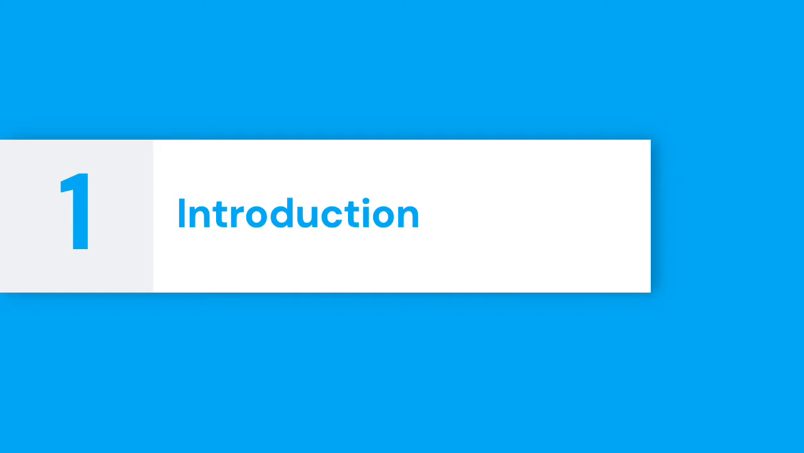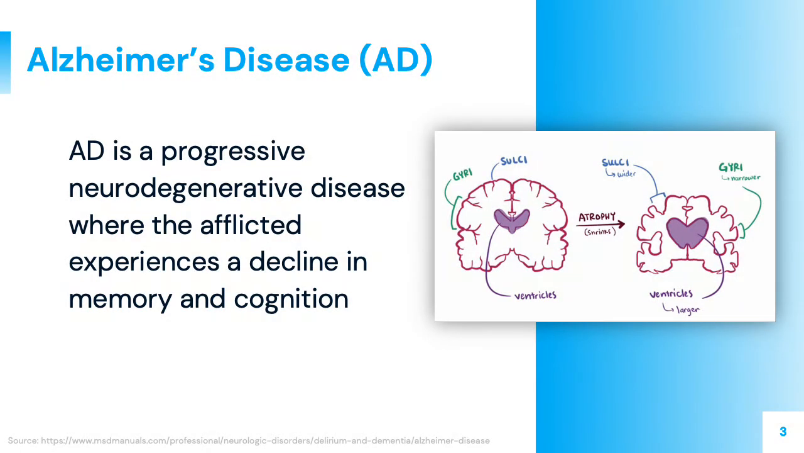First, let me introduce this project. So what is Alzheimer's disease? It is a progressive neurodegenerative disease in which the afflicted experiences a decline in memory and cognition. It is the leading cause of dementia and is a common cause of death amongst the elderly.